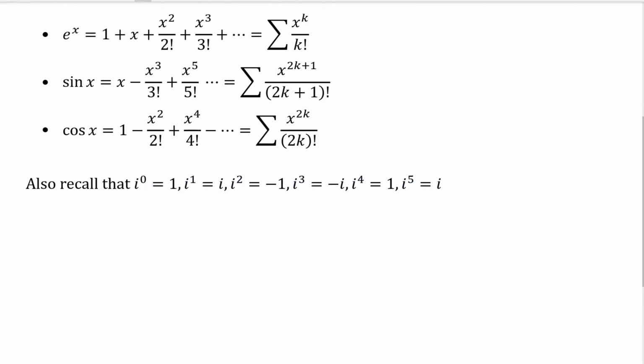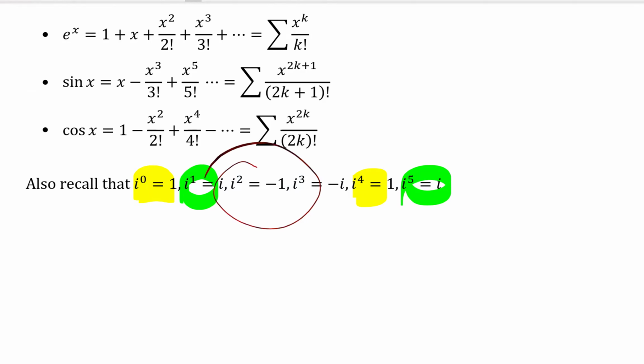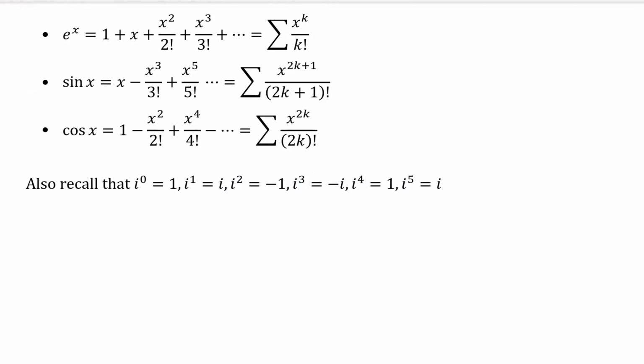So this term is the same as this term. This term is the same as this term. Want to guess what i to the sixth is going to be? And if you spotted the pattern and said, well, it's just going to be the next term in this sequence that repeats every four terms, you would be correct. It would indeed be negative 1, etc.